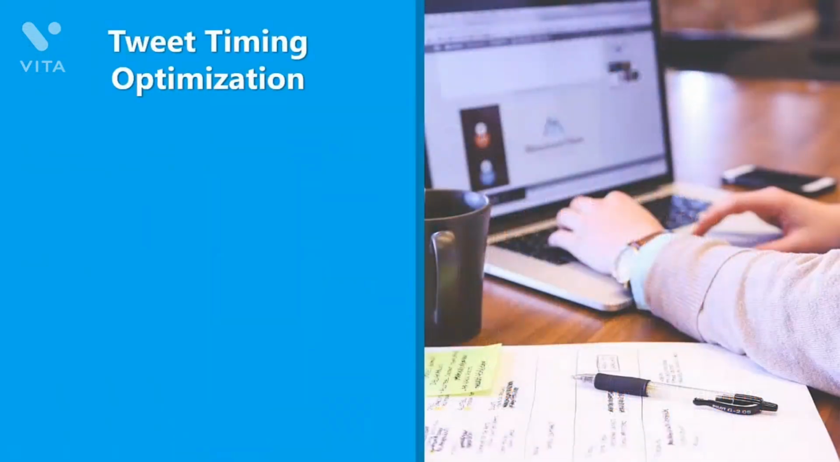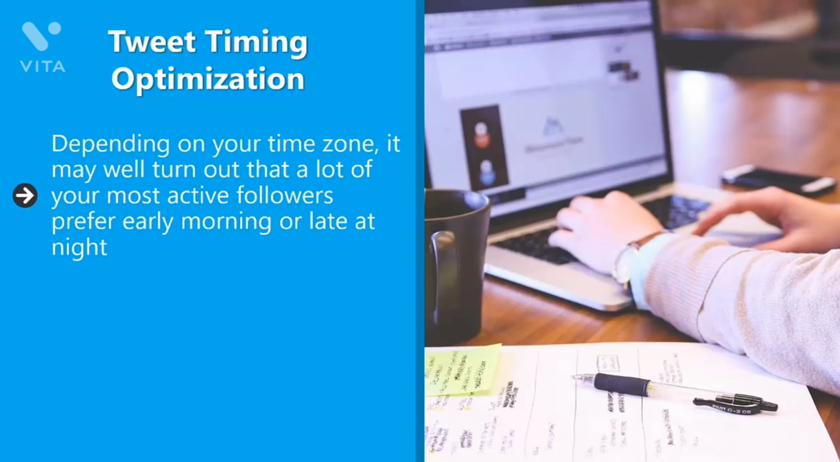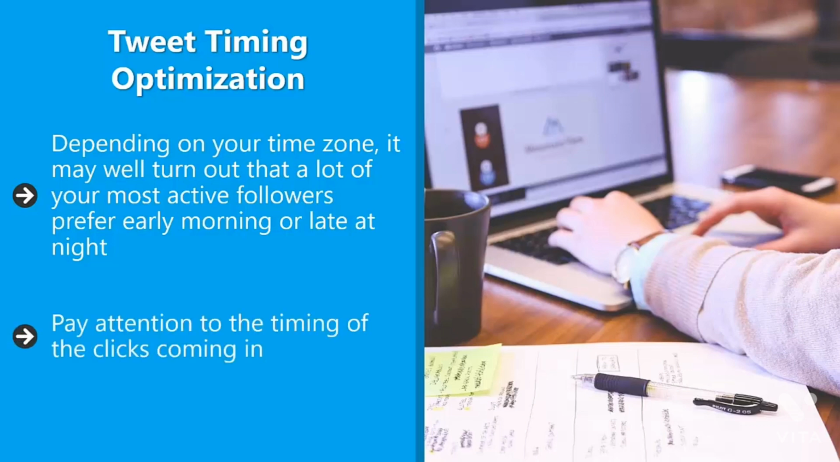Tweet timing optimization. Depending on your time zone, it may well turn out that a lot of your most active followers prefer early morning or late at night. Pay attention to your statistics. Maybe you're using Google Analytics. Maybe you're using StatCounter. It really doesn't matter. Pay attention to the time of the clicks coming in.